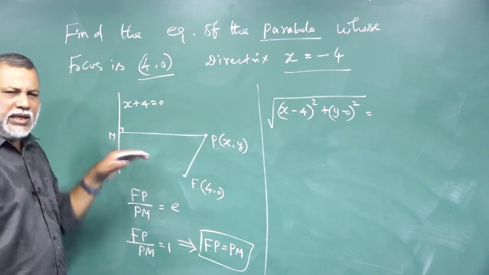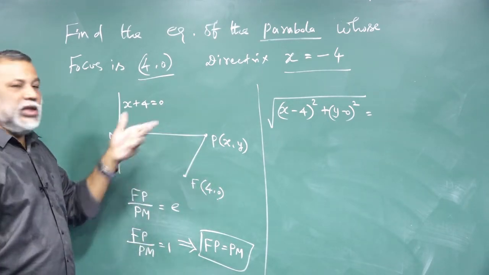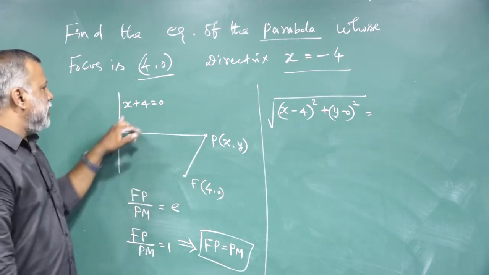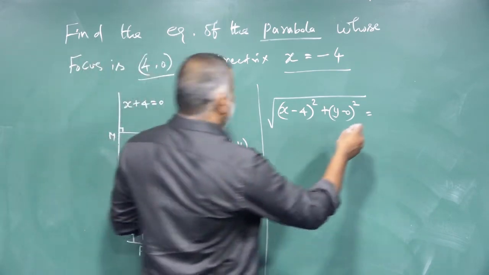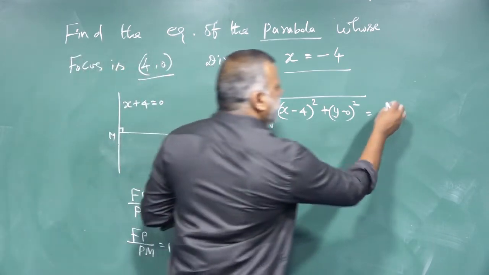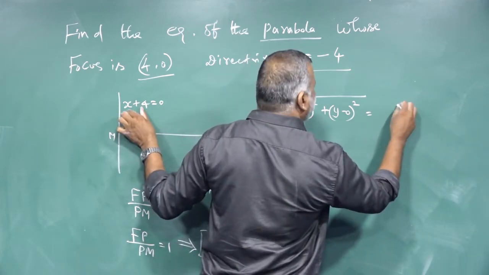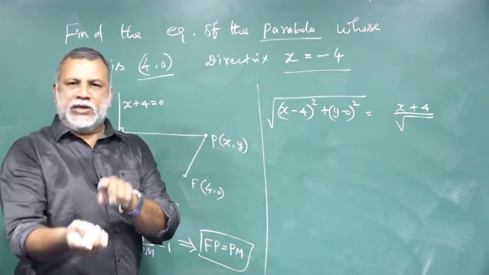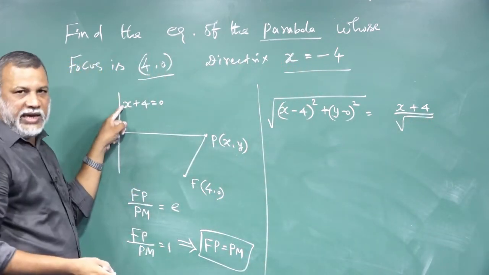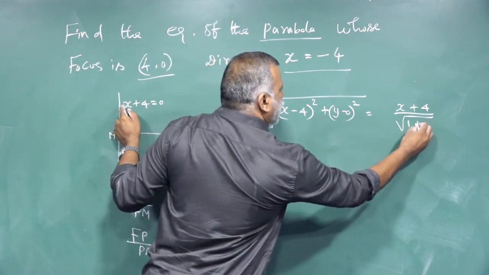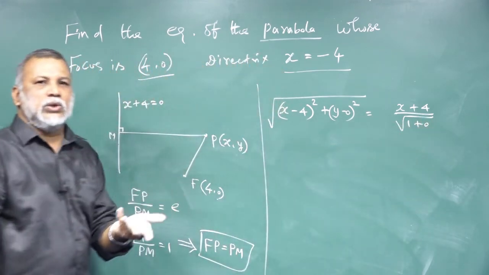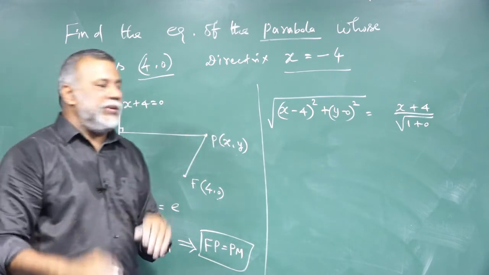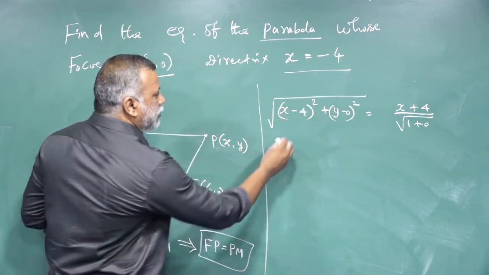Now PM. In the previous question, PM was in the form ax plus by plus c. Here there is no y term, just leave it. Then what is the formula? The distance from this point to the directrix is ax plus by plus c, here x plus 4, there is no y term, divided by the root of a squared plus b squared. Here a squared is the coefficient of x, that must be 1, and the coefficient of y is 0. So the root of a squared plus b squared is 1, and we want to avoid the root. Then squaring both sides.